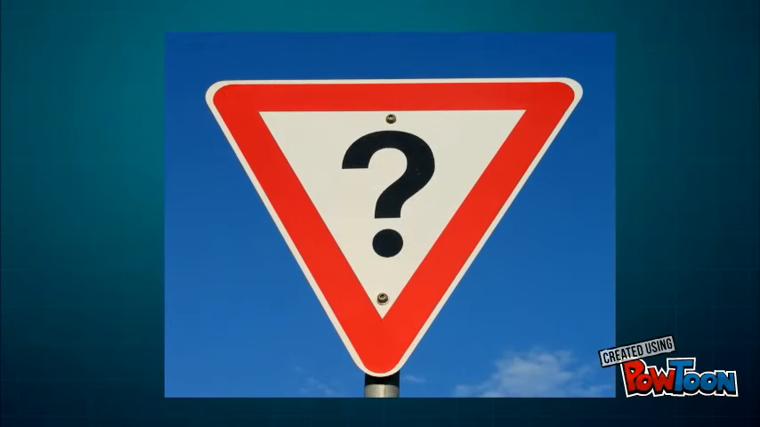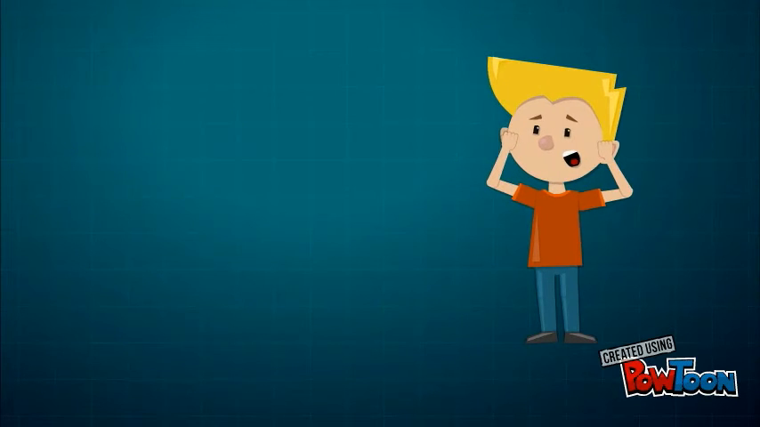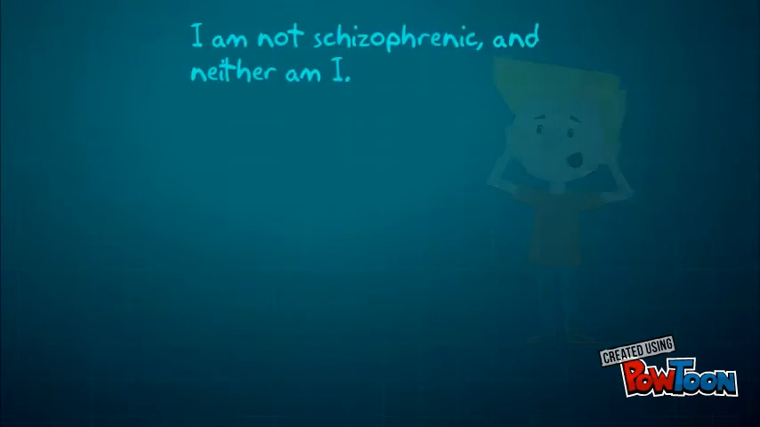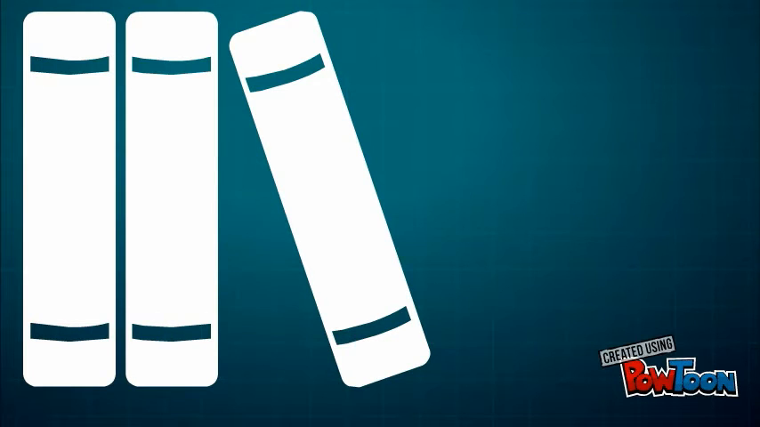Do you understand why it's a paradox? I said I'm going to start thinking positive, but by saying I know it won't work, it's thinking negative. You see, it's a bit like crazy. My second example is, I'm not schizophrenic, and neither am I. If you don't know what schizophrenic means, then look it up.